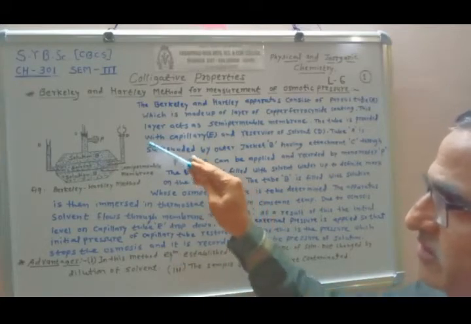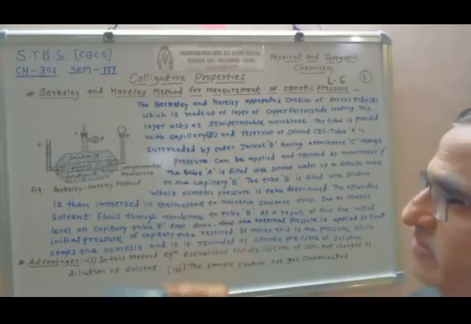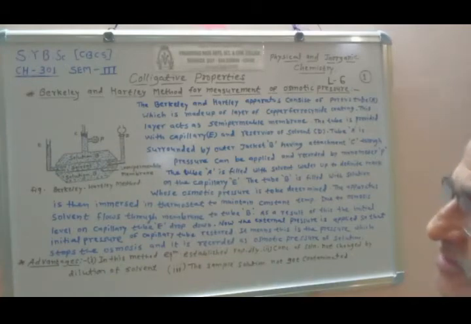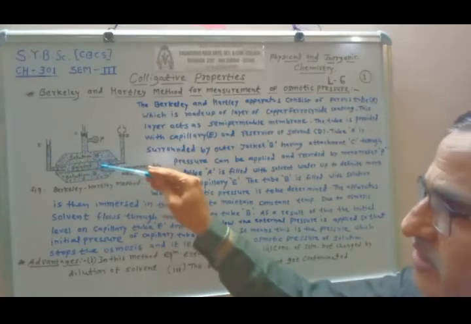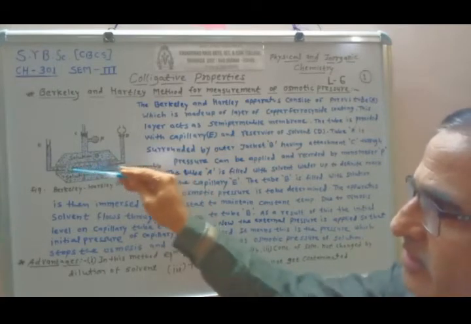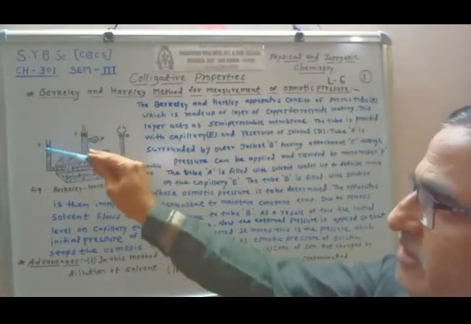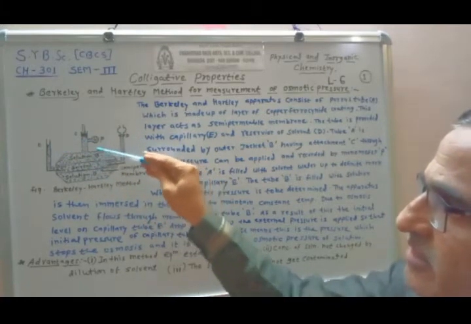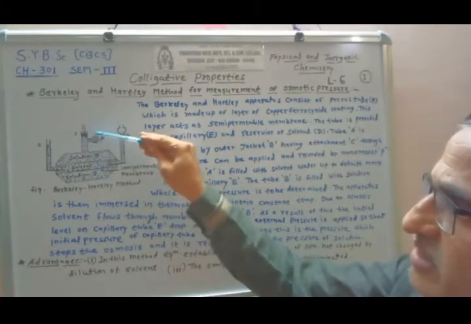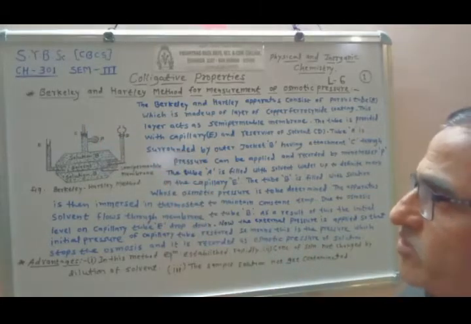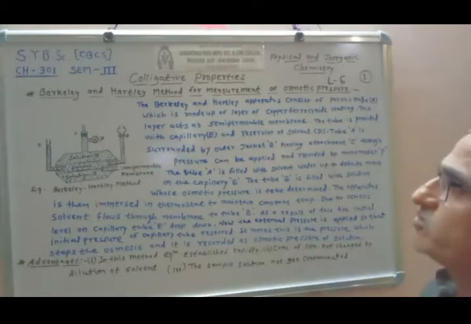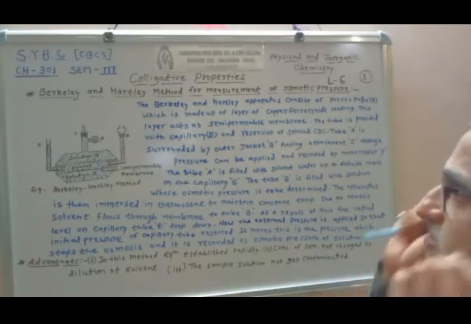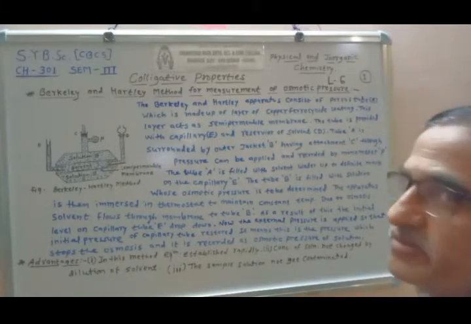So in this method there is the diagram. In this diagram there are three compartments. This is for solution. In the middle there is solvent A. Here there are two capillaries E and D, and here is the pressure gauge piston to measure the osmotic pressure. Now we have to study how the osmotic pressure is measured by this Berkeley and Hartley method.